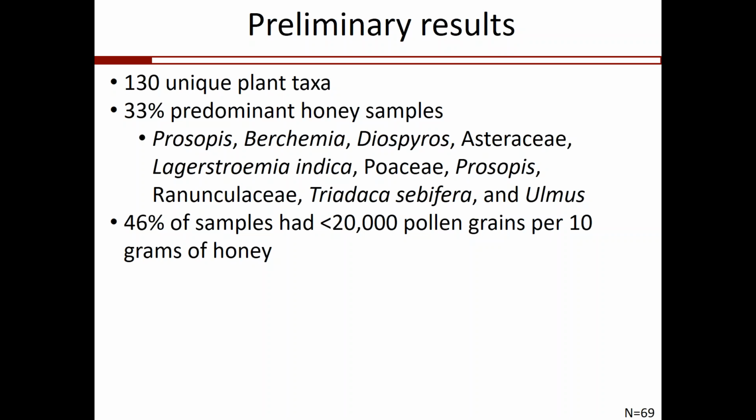And then we had 46% of our samples that had under 20,000 pollen grains per 10 grams of honey, which places them in category 1. So if you remember, category 1 are the honey types that were either highly filtered, were fed sugar water during the nectar flow, were from plants that were producing not much pollen, or it can be from adulteration where they mixed it in with other sources of sweeteners.